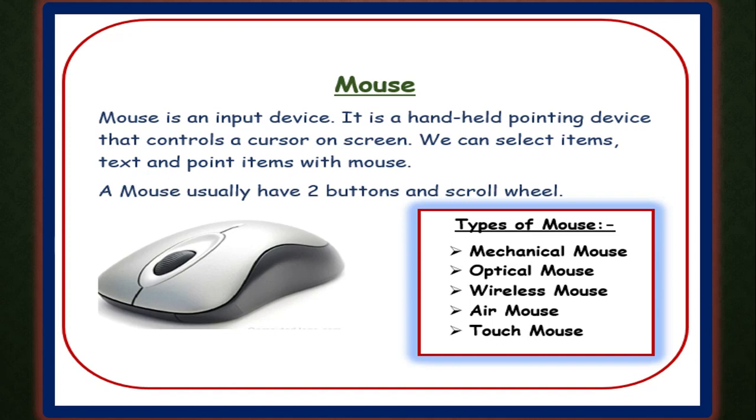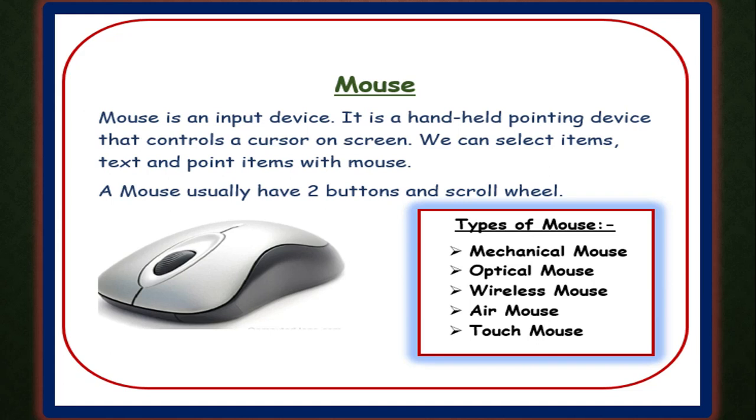So keyboard and mouse are the two commonly used input devices, and the mouse is a handheld pointing device, meaning we can hold a mouse in our hand and we can control the movement of the arrow or cursor on screen. With the help of the mouse we can point or select items, we can open any program or we can paint with it. So usually a mouse has two buttons on the top of it, and in the center there is a scroll wheel. The buttons on the mouse are known as the left button and right mouse button.